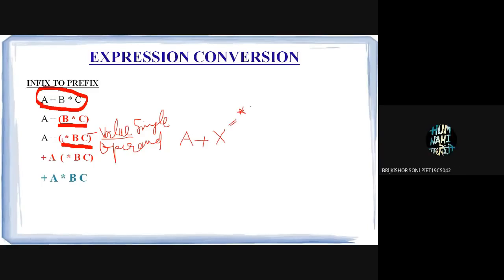Okay, sir. So multiply BC can be written as X now. So it is simple A, X: A plus X. Now what will be the prefix of A plus X? Plus A X. So in the next step I have written only plus A and X. Done? And finally, this is my output. I have removed the brackets. So this is the given infix and its corresponding prefix is this.